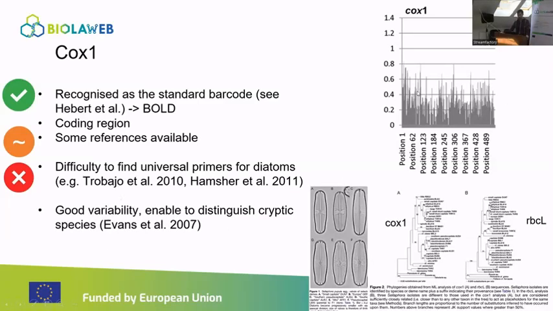Yes, good variability. So you see the level of variability, so it enabled us to distinguish cryptic diversity. Here is an example from a paper by Evans and Mann. Maybe the diatomists know this Sellaphora pupula species complex. Here there are 6 cultures, and they were able to distinguish them with COX-1. It was also possible with RBCL, but with less consistency. So just to tell you that COX-1 is really powerful to go to the subspecies level, but we have difficulties finding universal primers.